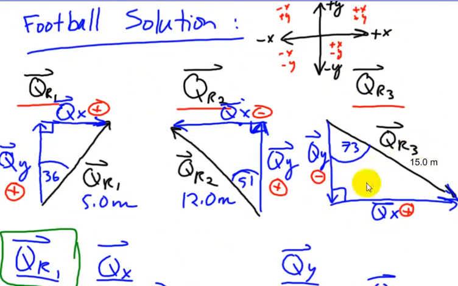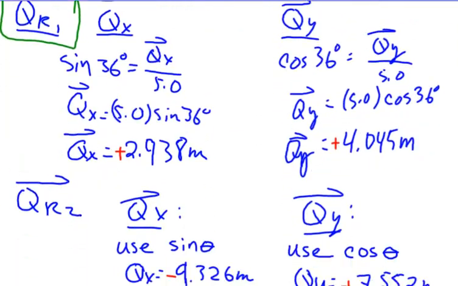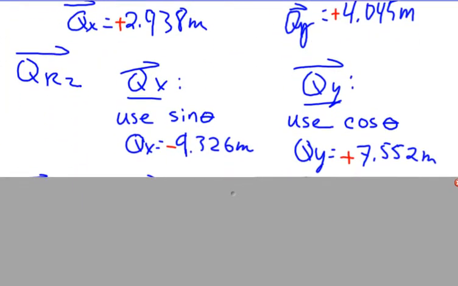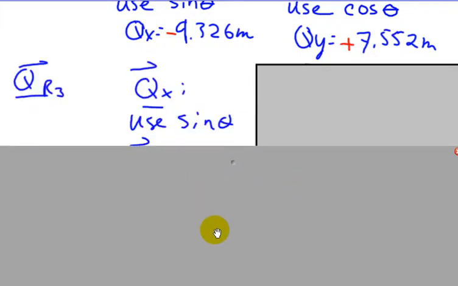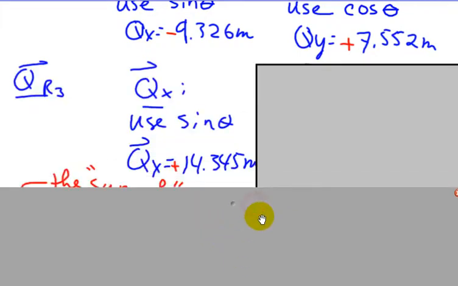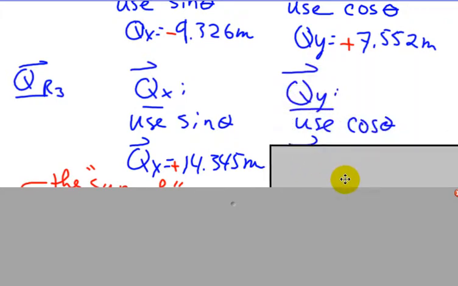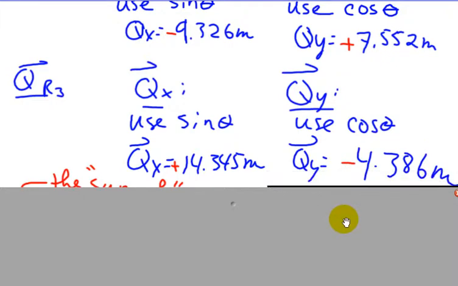And then the last vector there, maybe you could run through it right now, figure out qx and qy. Maybe pause the video right now and then come back and see what you get. Okay, if you had a chance to do that, for qx, we're using the sine function again. It works out to be plus 14.345 meters. qy uses the cosine function. It's pointing straight down, negative 4.386 meters.